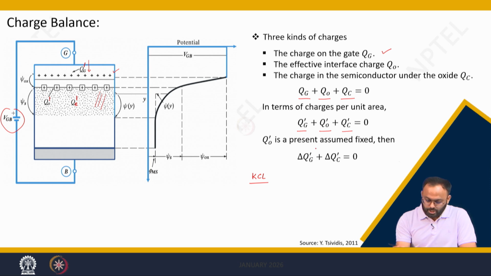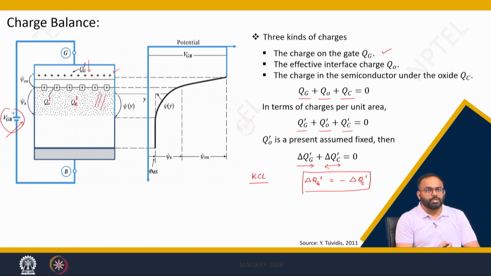So when you change the gate to body voltage, the change in charge at the metal plate is exactly equal to the change in charge at the semiconductor. That is, delta Qg dash plus delta Qc dash equals 0, or you can write delta Qg dash as the minus, or opposite, change in channel charge. This is the charge balance equation for the MOS capacitor.